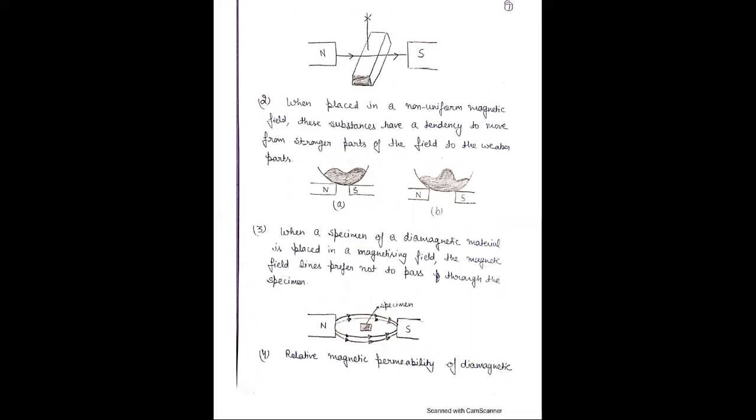Next, when placed in a non-uniform magnetic field, these substances have a tendency to move from stronger parts of the field to the weaker parts. For example, consider a diamagnetic liquid put in a watch glass. This is the diamagnetic material in liquid form.